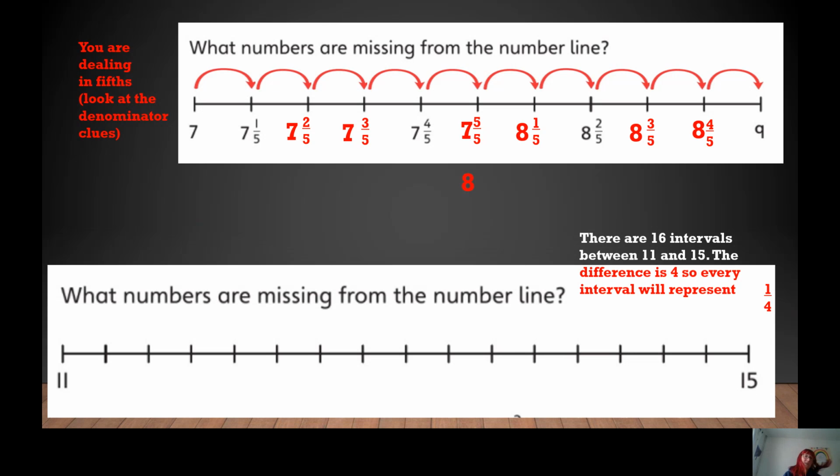So let's have a look at the jumps. If we jump in a quarter each time, starting from 11. 11, add a quarter, 11 1/4. Let's keep going. Maybe you can shout out the numbers rather than me as we jump each time in a quarter.